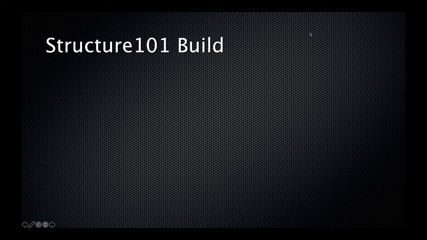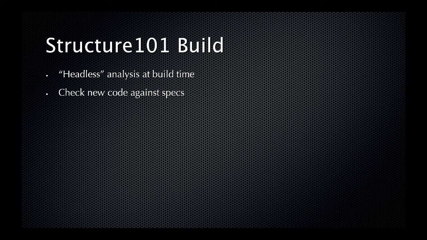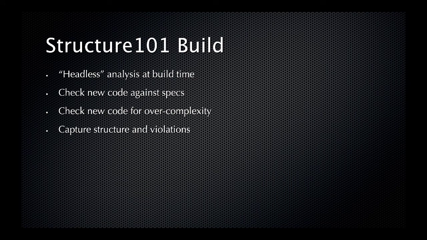Build helps with your workflow by integrating with your build or CI process to automatically analyze the structural impact of any code changes. It can check for newly introduced violations of any API or dependency constraints that were created in Studio, and the same for any new sources of overcomplexity. You can get Build to save a record of the structure and any violations to a Structure101 repository, which can be used for future structural analysis, comparison, and tracking.